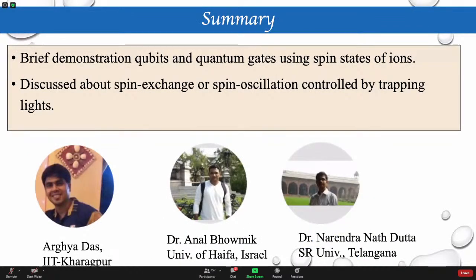So in summary, let's conclude. What we tried to explain very briefly is that we demonstrated how qubits and quantum gates can be manufactured using the spin degrees of freedom of the ions. We also discussed how spin exchange, or spin oscillation, can be controlled using external light as well as magnetic field. It has been known for a long time that it can be done using a magnetic field, but using external light is also possible. That is what we have shown in this paper.